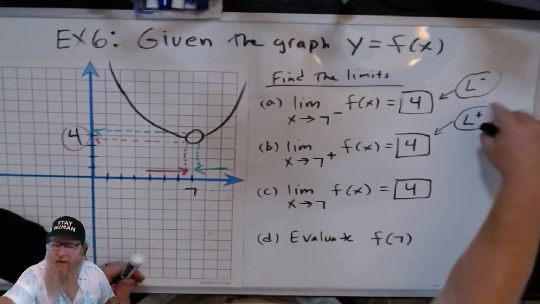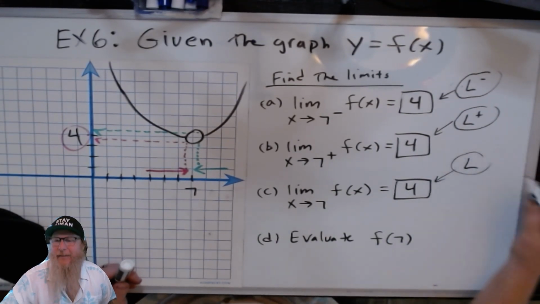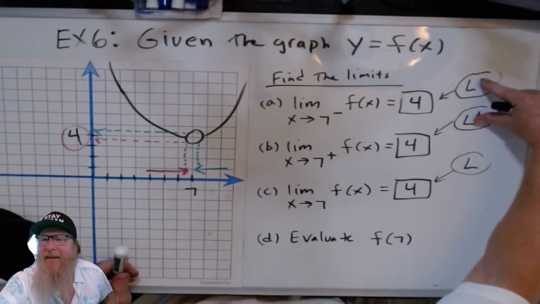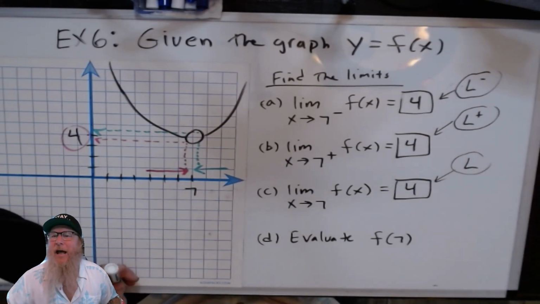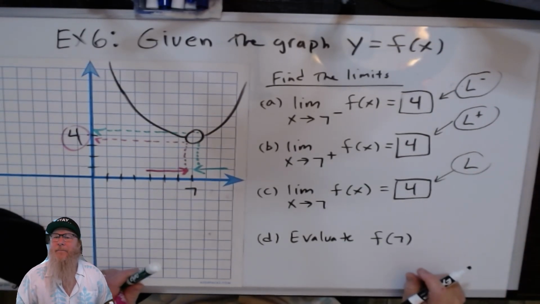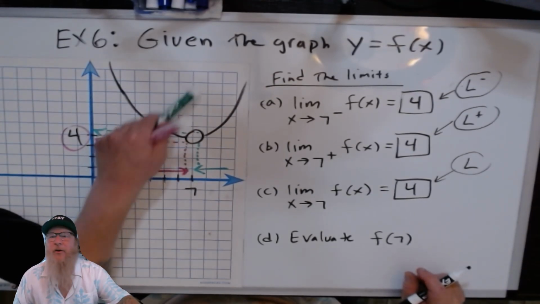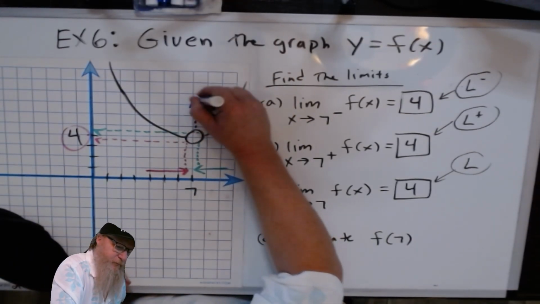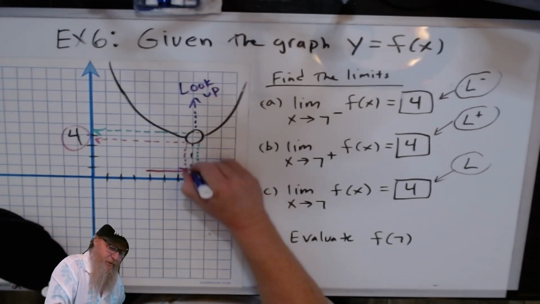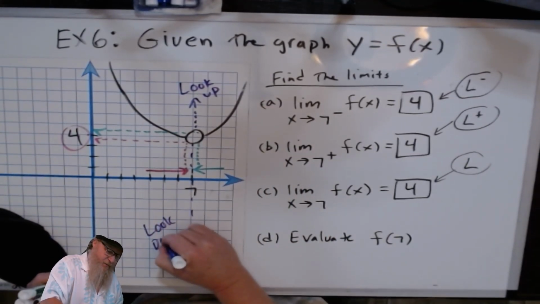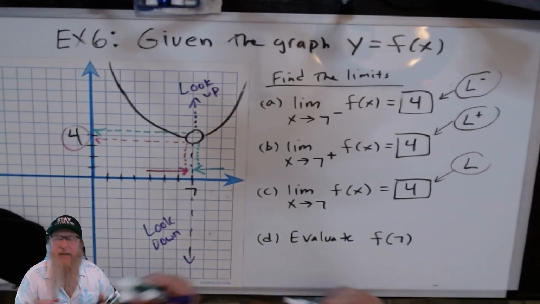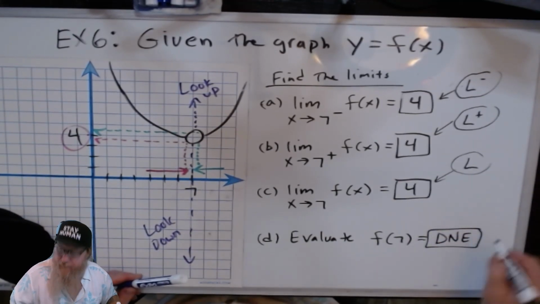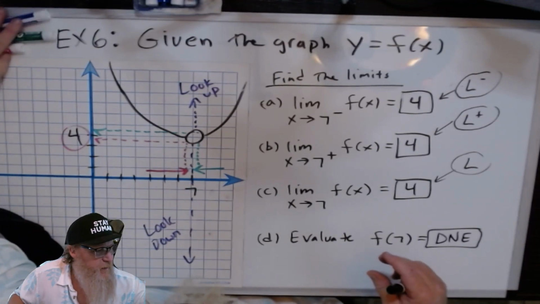Whatever these are, this now just becomes L. So if the L plus and the L minus are equal to each other, then there's no need to have the superscripts. You can just call it L now. There's only one limit. All right. However, there is no solid dot. So look up, look down. You don't see any solid dots, so that means it's not in the domain. So DNE. There you go.